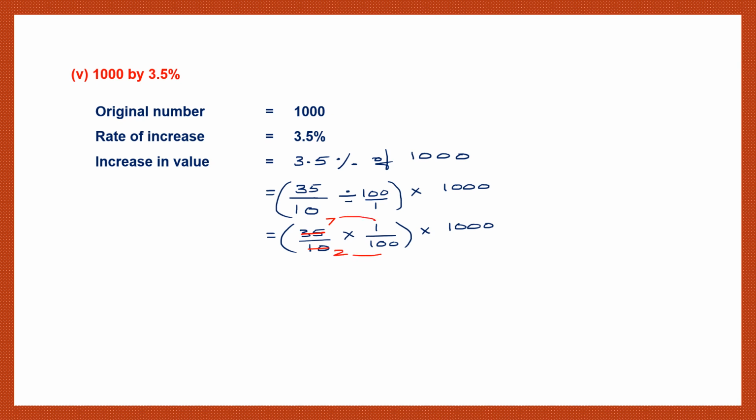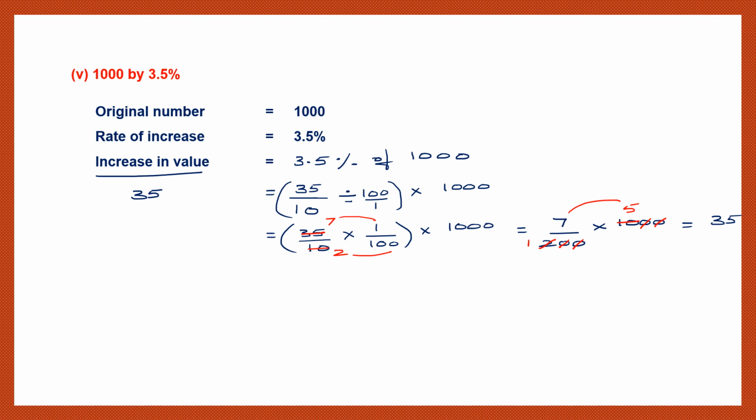I multiply the numerators and the denominators. So 7 ones are 7. 2 into 100 is 200 into 1000. Now here I can again cancel my zeros. 2 zeros here and 2 zeros here. I can cancel 2 and 10. 2 ones are 2, 2 fives are 10. Now multiply the numerators. 7 fives are 35. So the increase in value is 35.